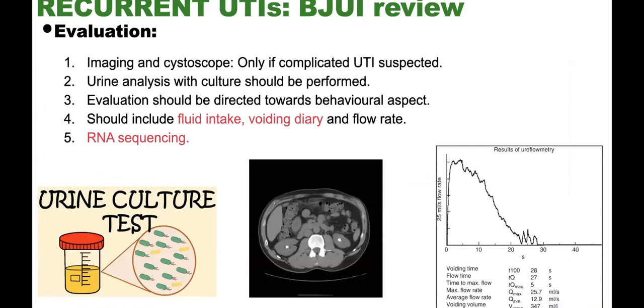To start again from the evaluation, and as I talk, I'm just going to compare it to what we're doing now. In terms of imaging and scopes, just like our current European guidelines, imaging and scoping is only for patients that have suspected complicated UTIs, and a urine culture is needed in order to diagnose a UTI. The evaluation should be directed towards behavioral aspects. That was the one thing that they also highlighted in the article.